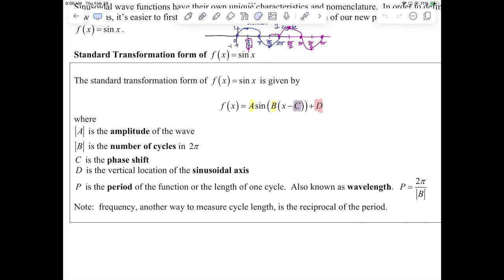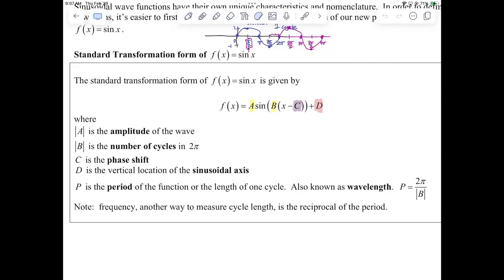Okay, so we got our standard transformation form. We know what A, B, C, and D do, right? That's no mystery what A, B, C, and D do to any function, including the sine function. But we actually can come up with special names for the A, B, C, and D based upon what it does to the wave function.